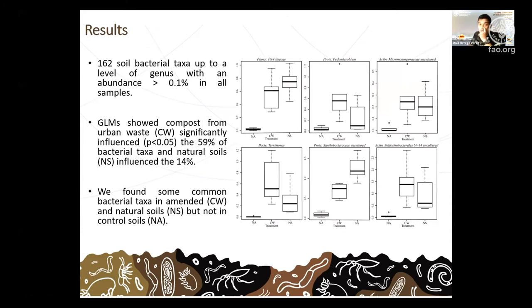We found some common bacterial taxa in amended and natural soils, but not in control soils. And here we have some examples of these taxa, where we can see that they both appear in amended soils and natural soils, but none in control soils without inputs of organic matter.